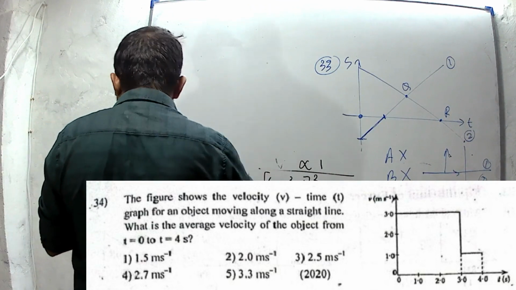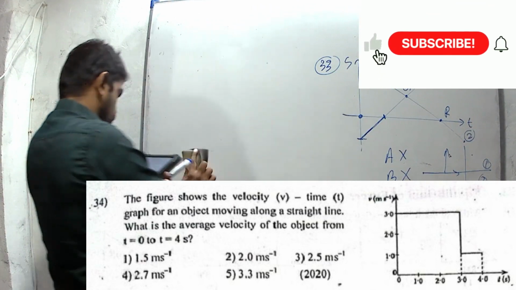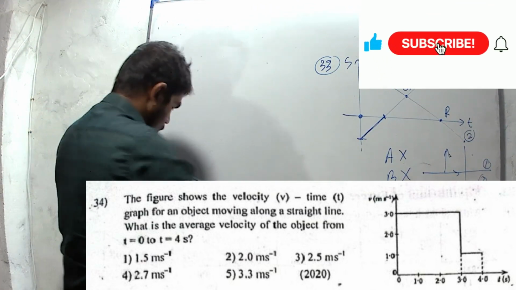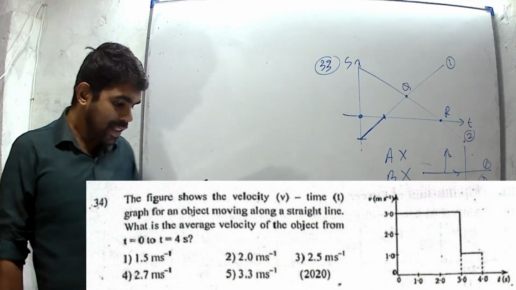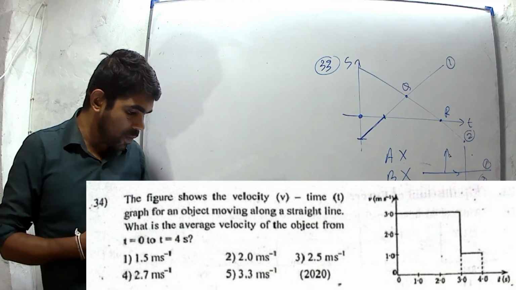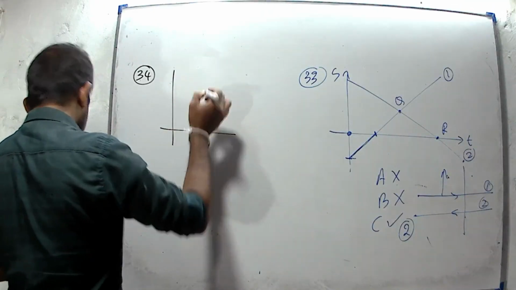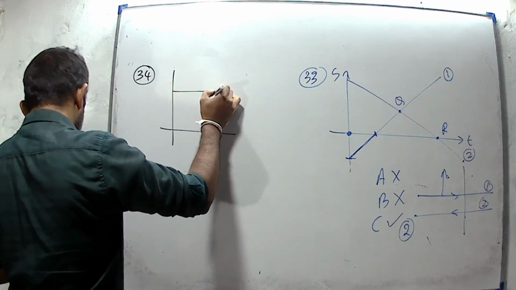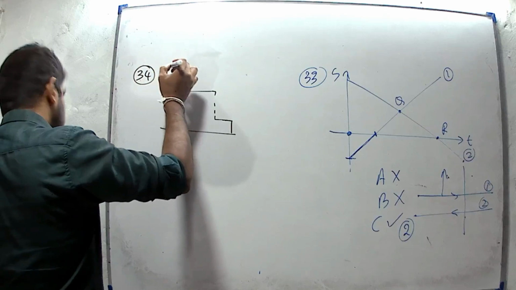The figure shows the velocity time graph for an object moving along a straight line. What is the average velocity of the object from t equals 0 to t equals 4? We can consider the graph is like this. Velocity at this place is v.